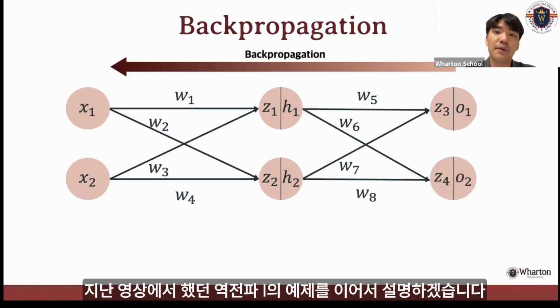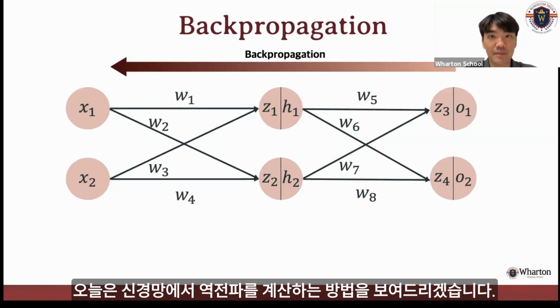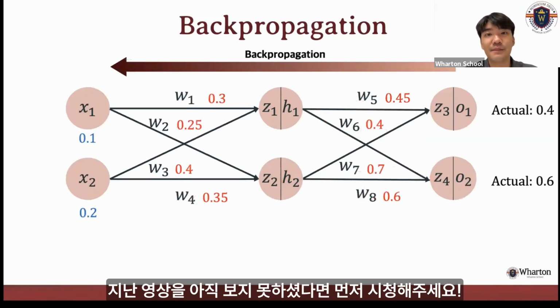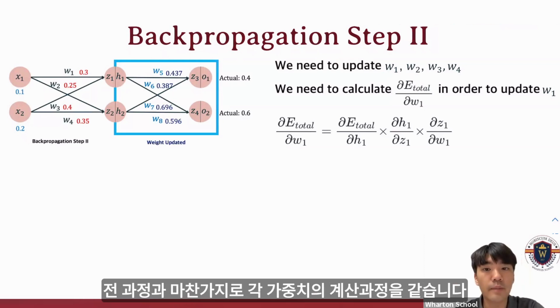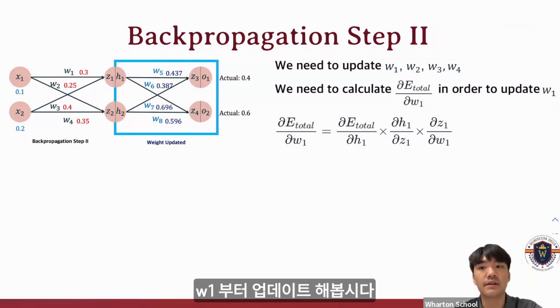We'll use the same example as we did in the last video on backpropagation. So if you haven't watched it, please refer to it. In backpropagation step 2, we update W1, W2, W3, and W4. As before, the process is the same for each weight. So let's start with updating W1.